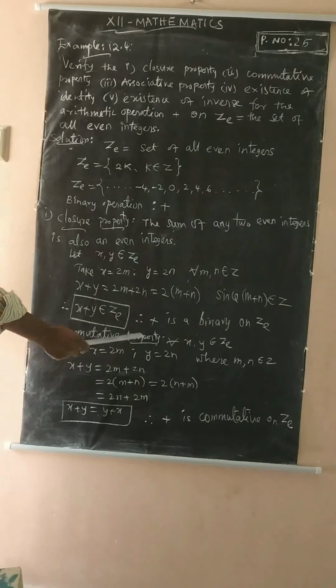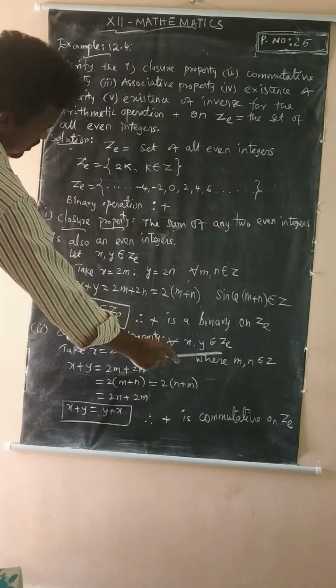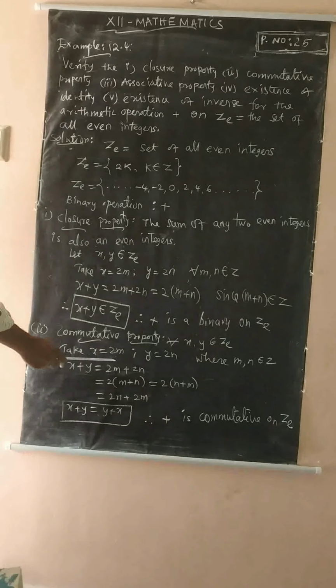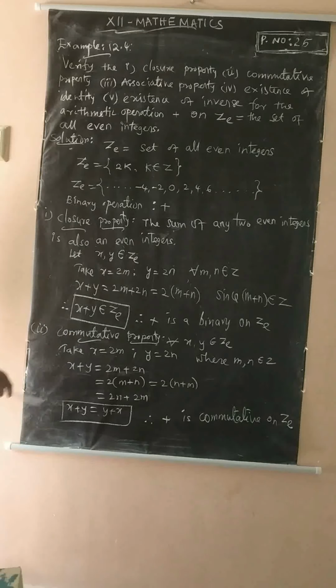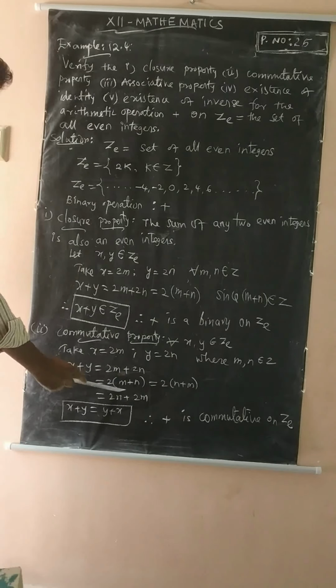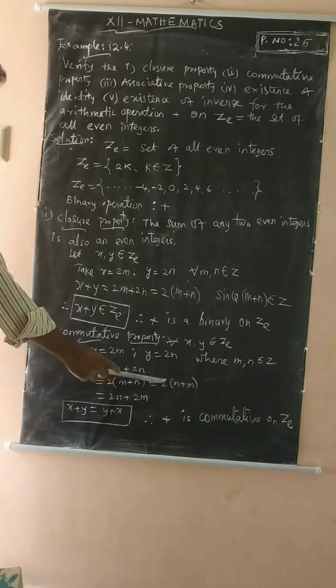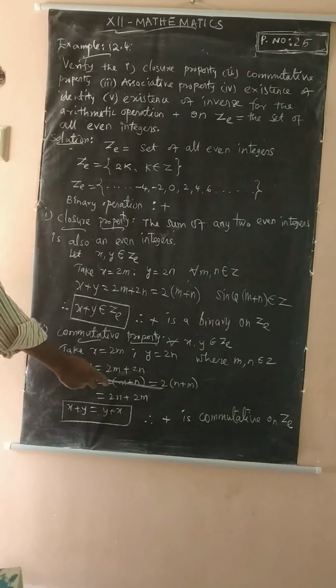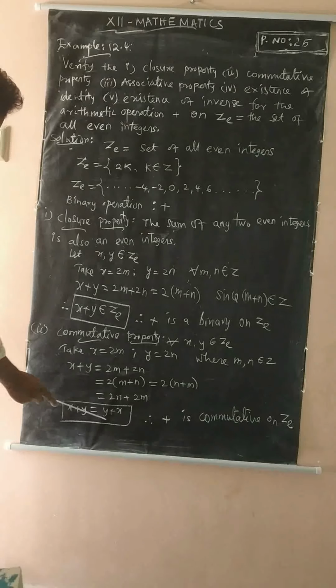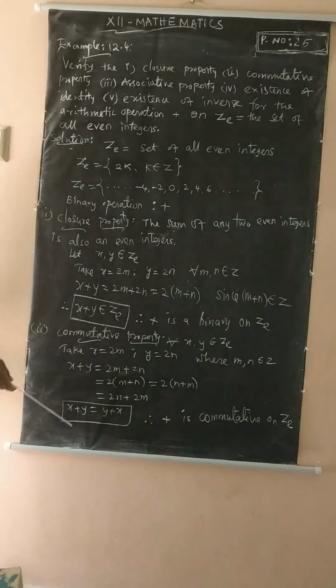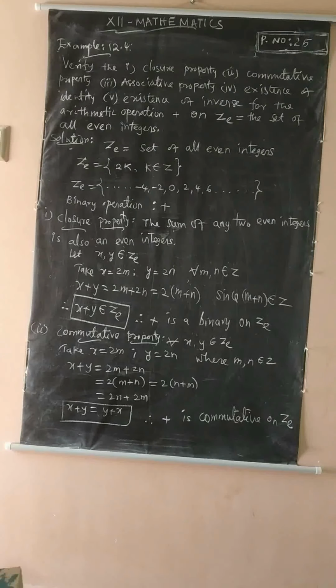Next, the second one, commutative property. Here, for every x, y belongs to ZE, take x equal to 2m, y equal to 2n, where m, n belong to integers. Now add: x plus y is equal to 2m plus 2n. Commonly take 2 of m plus n. Rearranged, m plus n is n plus m, so 2 of n plus m, which is 2n plus 2m. 2n is y, 2m is x, so y plus x. So x plus y is equal to y plus x. So the commutative axiom is true. So addition is commutative on ZE, the set of all even integers.